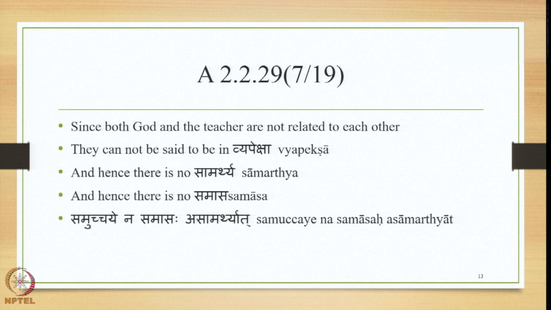Since both God and the teacher are related to the action of worshipping and not with each other, they cannot be said to be in vyapeksha, and hence there is no samarthya, and hence there is no samasa taking place. So the traditional commentators say, samuchaye na samasaha asamarthyat.